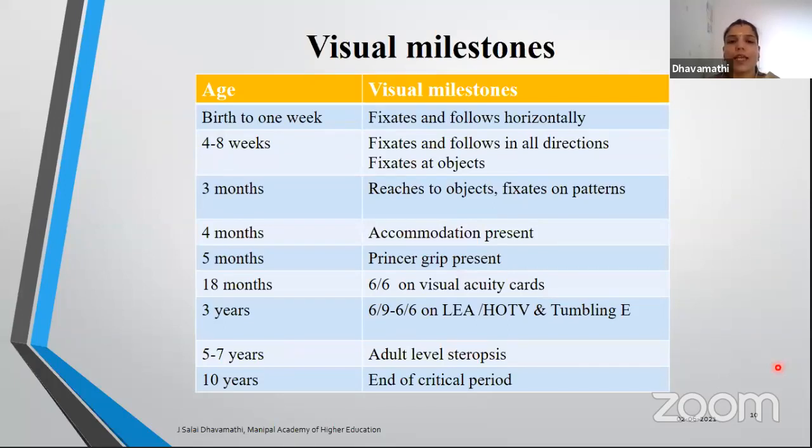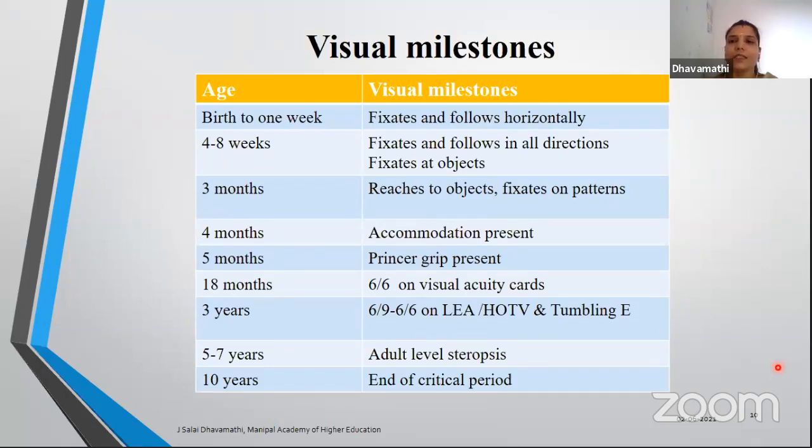This is a chart showing, for different weeks, how the visual functions develop. From birth to 1 week, the child starts to fixate and follow horizontally. At 4 to 8 weeks, the child fixates and follows in all directions, and also recognizes objects. At 3 months, a child reaches for objects and also fixates on patterns. At 4 months, accommodation is present. At 5 months, prince grip is present.